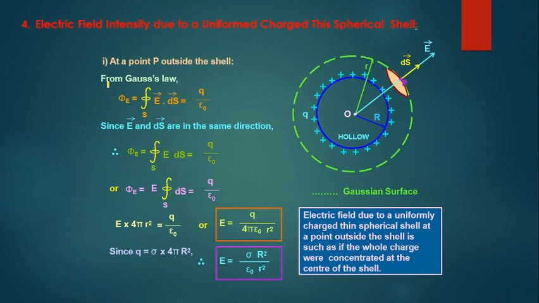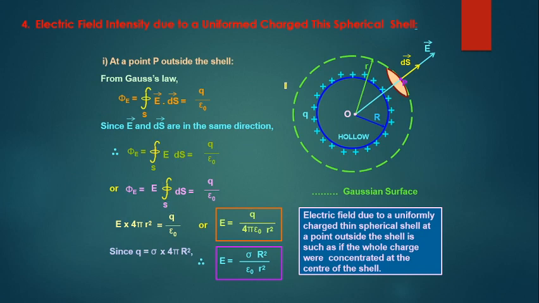Now apply the Gauss theorem at a point P outside the shell. From Gauss law, the electric flux over the closed surface, the integral of E·dS, equals 1 by epsilon naught times the total charge Q. This is the Gauss theorem. Since E and dS are in the same direction, cos theta is equal to 1, as theta is 0 and cos 0 is 1. So this equals Q by epsilon naught.